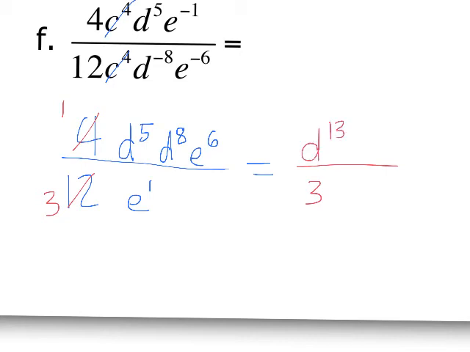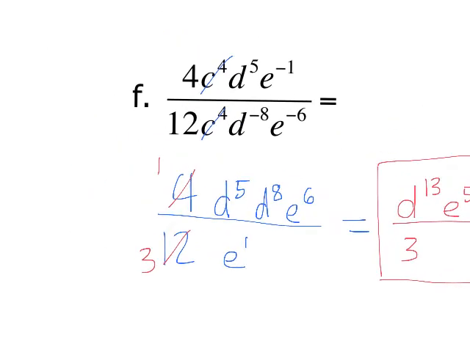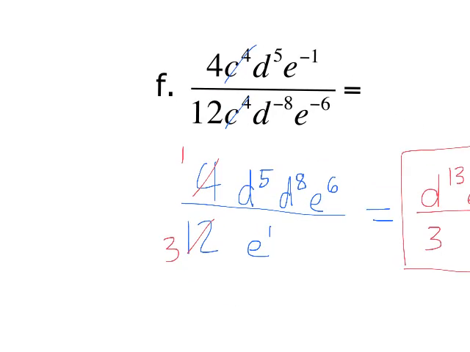And then my E's, I have more on top. So 6 E's on top. Take away the one that's on bottom. I also have a E to the 5th on top. So I have D to the 13th, E to the 5th over 3. Okay? And now let's move back over here to C. Do we have any questions before I move on to C?